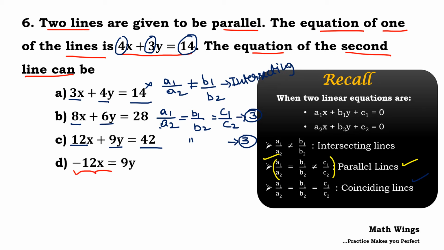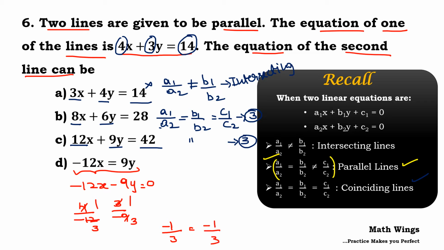Okay. So if we rewrite this equation, it becomes minus 12x minus 9y equal to 0. So when we write the ratio, it becomes 4 by minus 12 and 3 by minus 9. So this becomes 4 ones are 4, 4 threes are 12, 3 ones are 3, 3 threes are 9. So the ratio is minus 1 by 3 that is equal to minus 1 by 3.